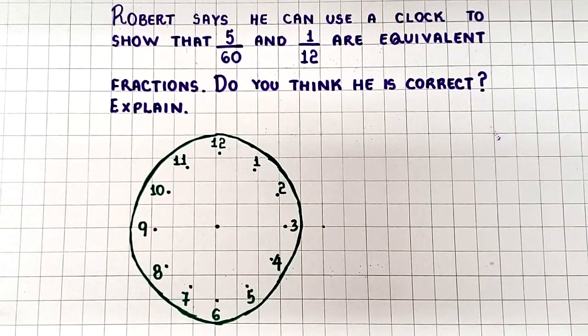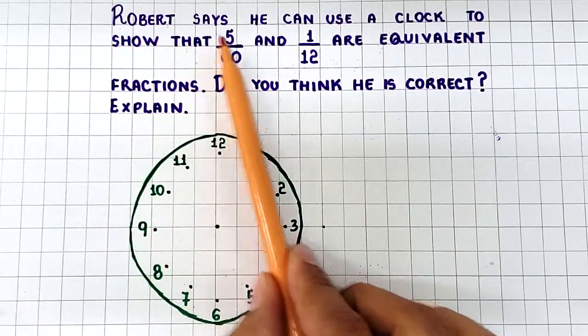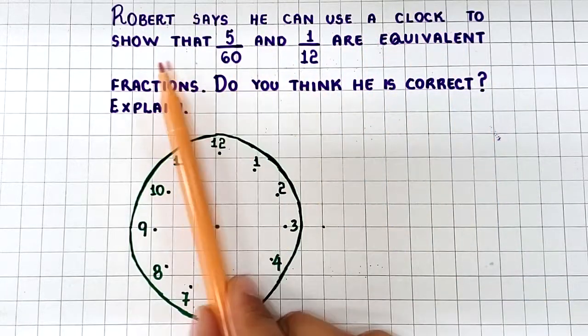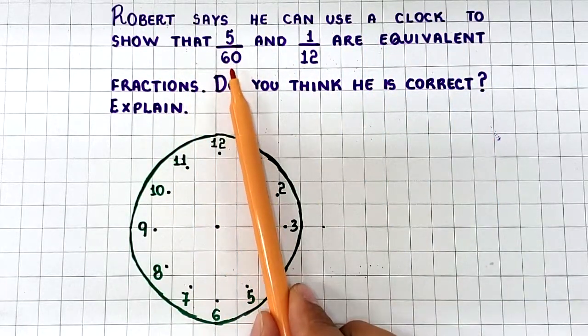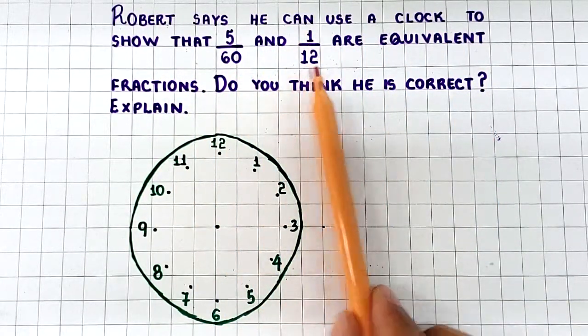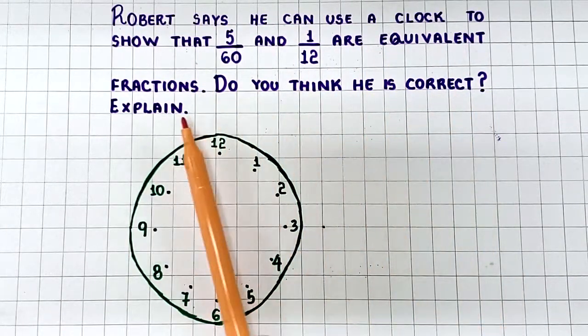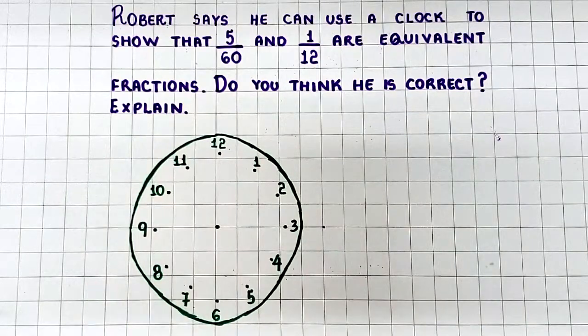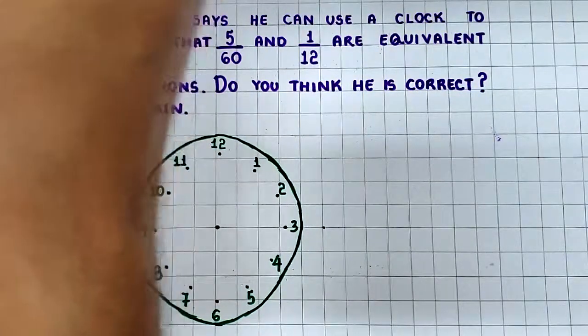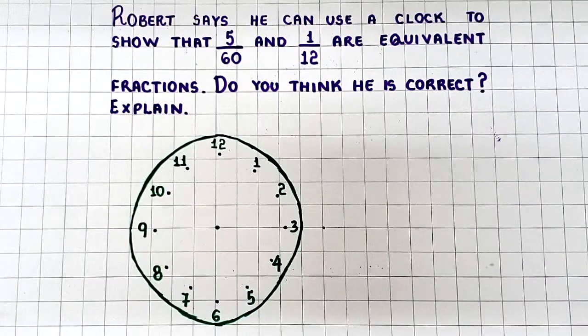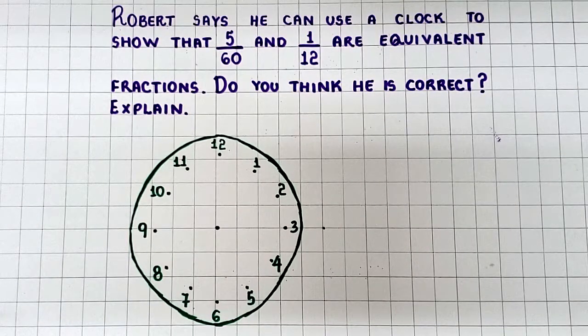So let's get started. Robert says he can use a clock to show that 5/60 and 1/12 are equivalent fractions. Do you think he is correct? Explain. How can we explain that? What do you think? What are your ideas? Let me ask you a few questions before we start, okay? Do you think Robert is correct? Yes. Okay. How can we explain that he is correct?